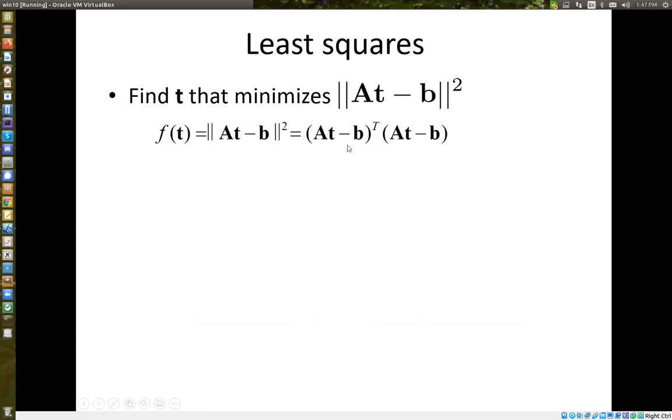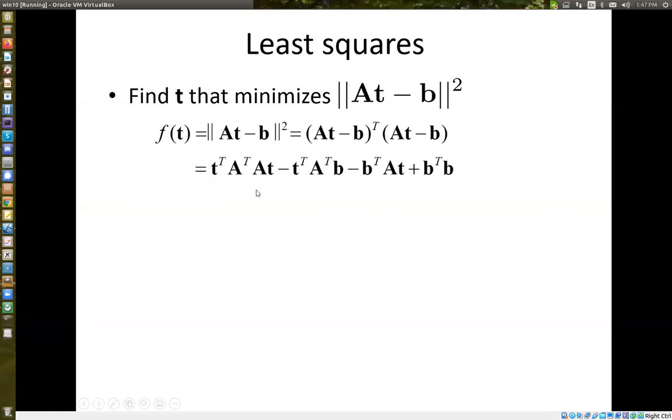So this second norm: this is a column vector, this is a row vector. A row vector multiplied by a column vector is just a scalar value, right? Then I can expand it to several terms.